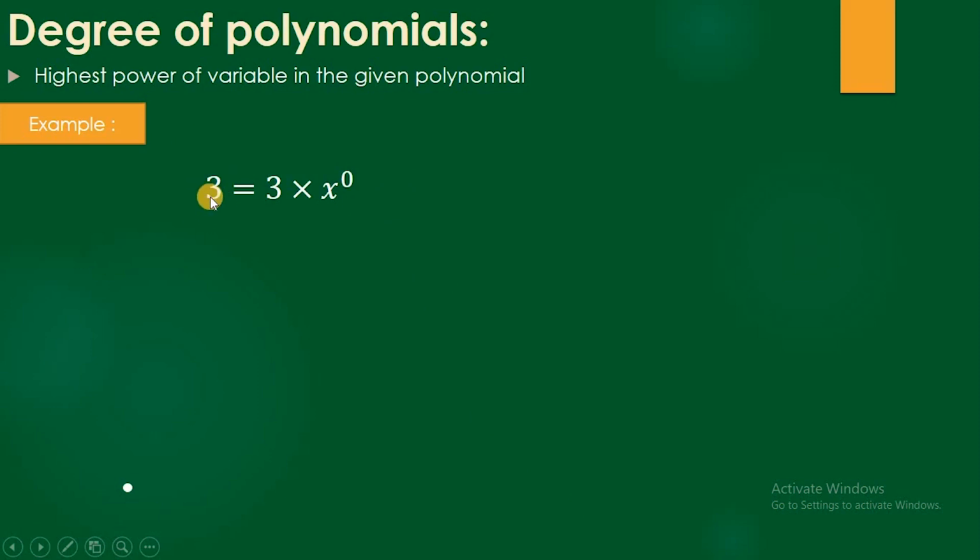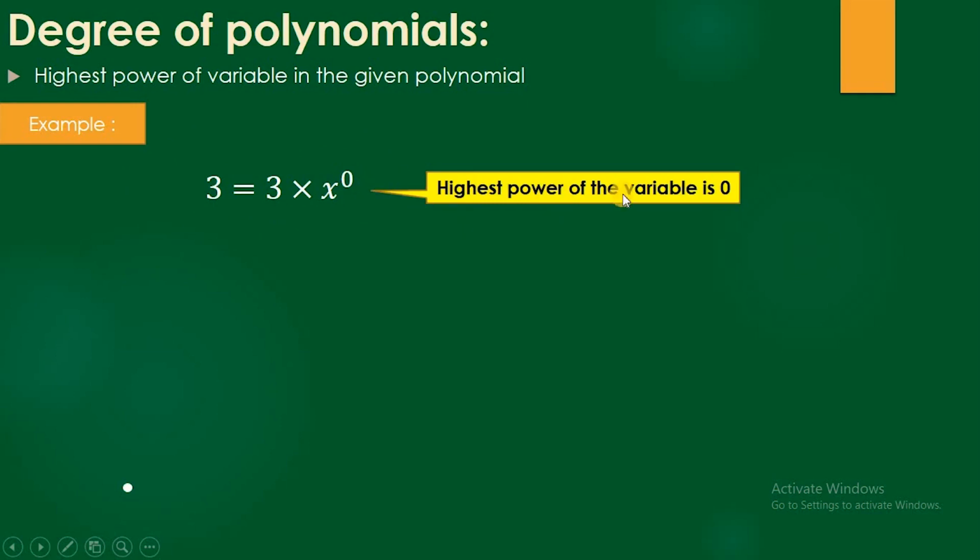Now, only 3 is here. 3 can be written as 3 into x raised to the power of 0. Therefore, the highest power of the variable is 0 here. And such a polynomial is called a constant polynomial. And here, instead of 3, if we write a, then a should not be equal to 0. Now, the coefficient value should not be equal to 0 in this case. So here the highest power of the variable is 0. Therefore, it is called a constant polynomial.